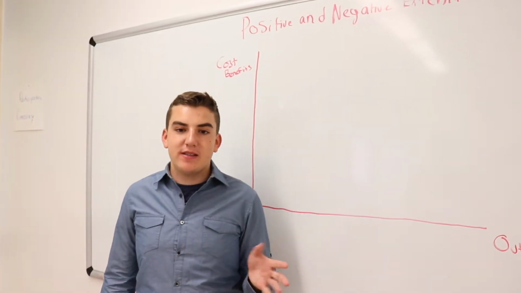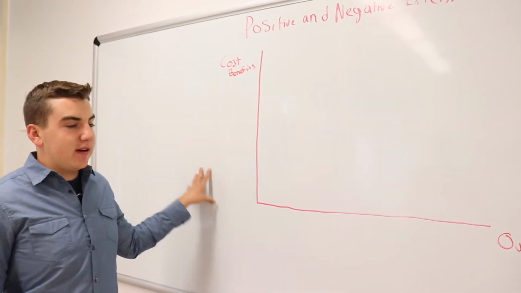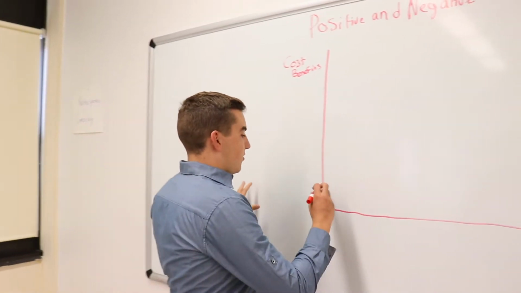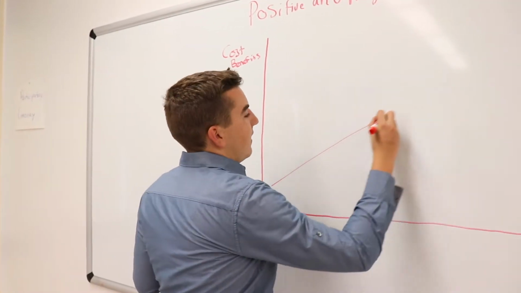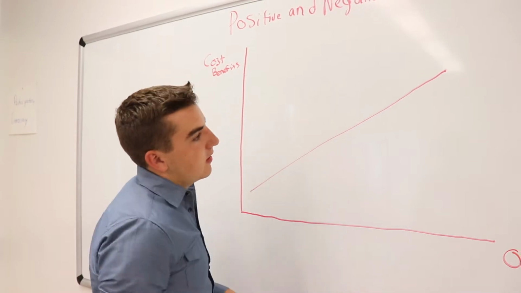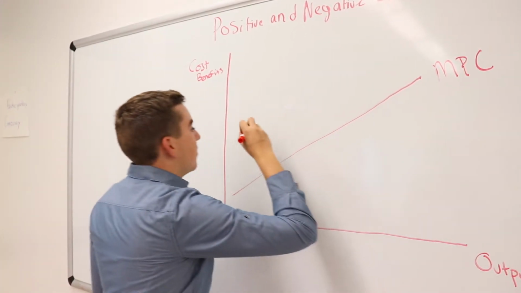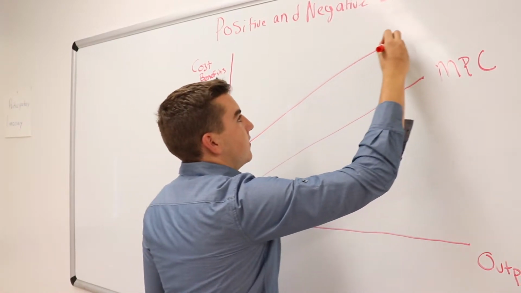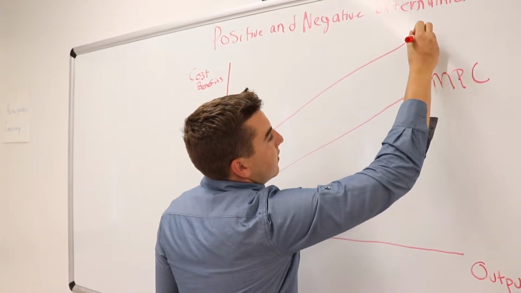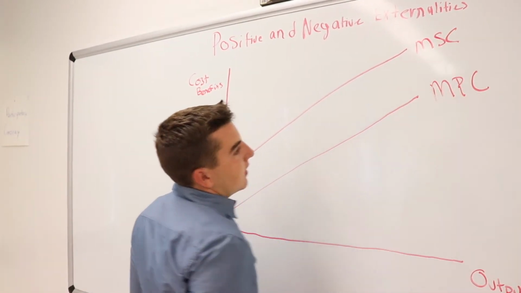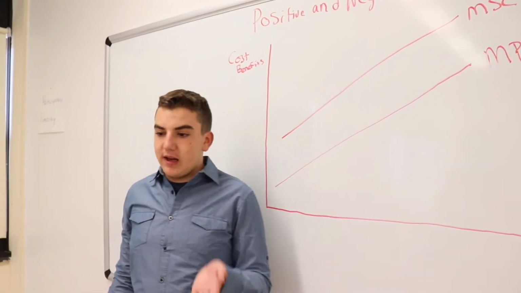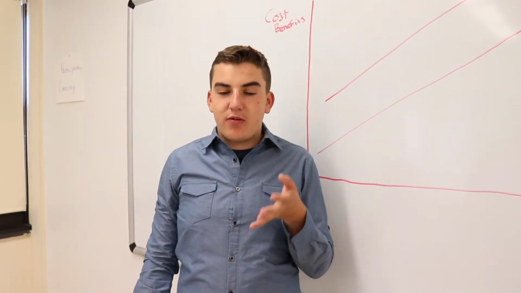So we have certain lines in our negative externality graph. To start, we draw our marginal private cost line. Then we draw our marginal social cost for the negative externality. So then after that, we have our line that comes up, which is our marginal private benefit.